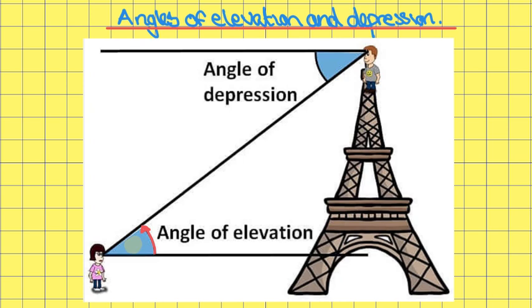The angle of depression is your friend looking at you on the ground. Again, the angle of depression is measured from the horizontal, which again is parallel to the ground, looking down. So it is going in this direction, and it is this angle here between the horizontal and you looking at your friend on the ground.